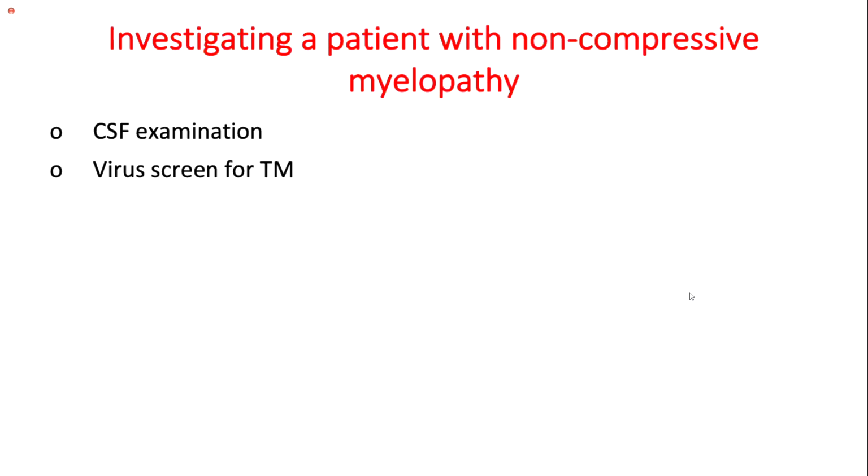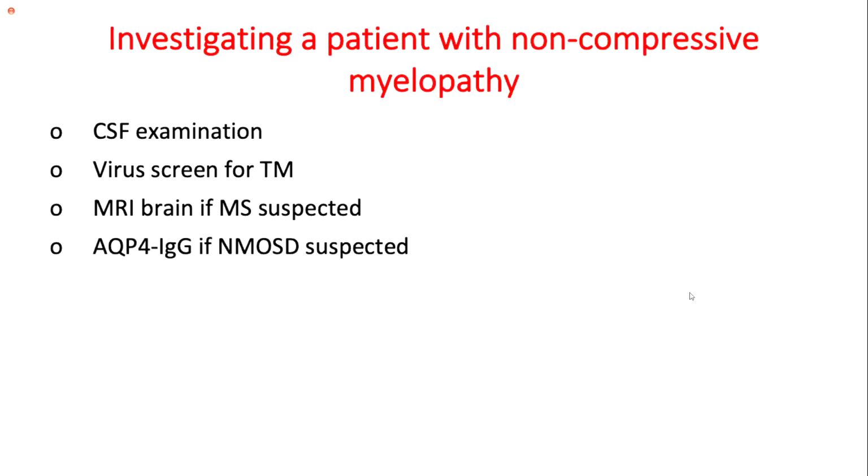How do you investigate a patient with non-compressive myelopathy? It's based on the 7 categories I've given you. CSF examination, you do virus scan for transverse myelitis, you do MRI brain, I told you, for multiple sclerosis. You do the aquaporin-4 IgG for NMO.